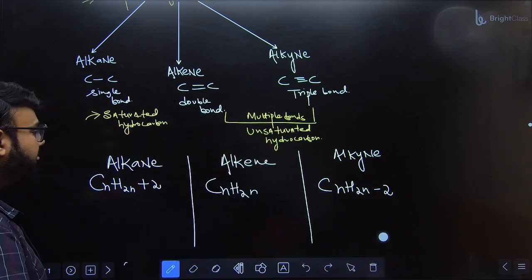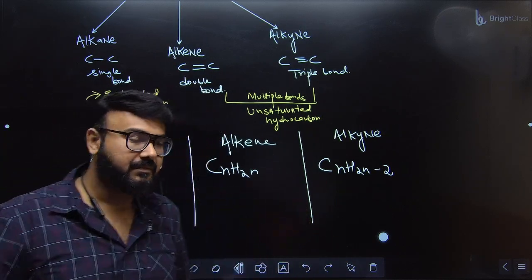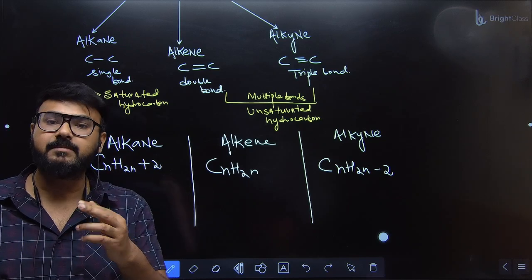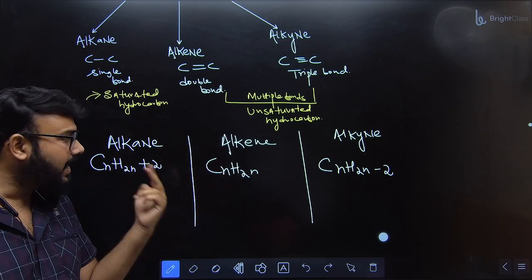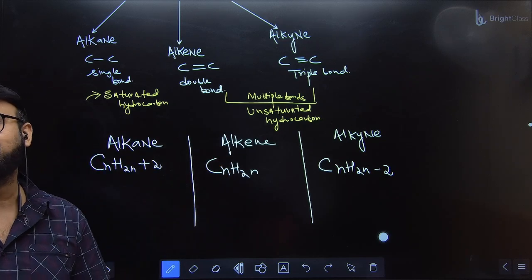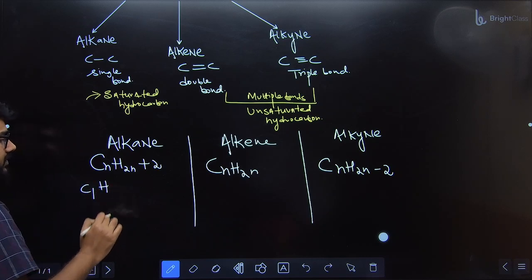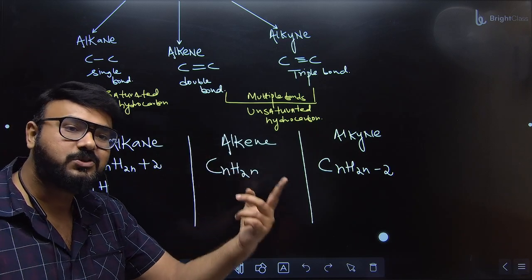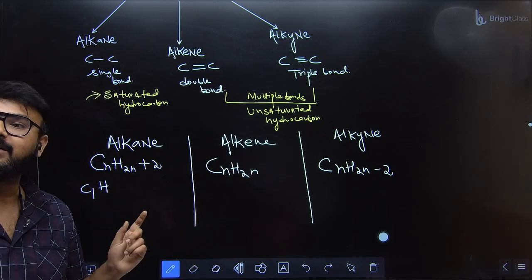Now, what does it mean? Let me tell you. It says that whatever the number of carbons is, the number of hydrogens is double that, and on top of that plus 2. So tell me, if carbon is 1, what will the hydrogen be? 4. Double of 1 is 2, and plus 2 is 4. Understand? Carbon is 1, so n becomes 1.